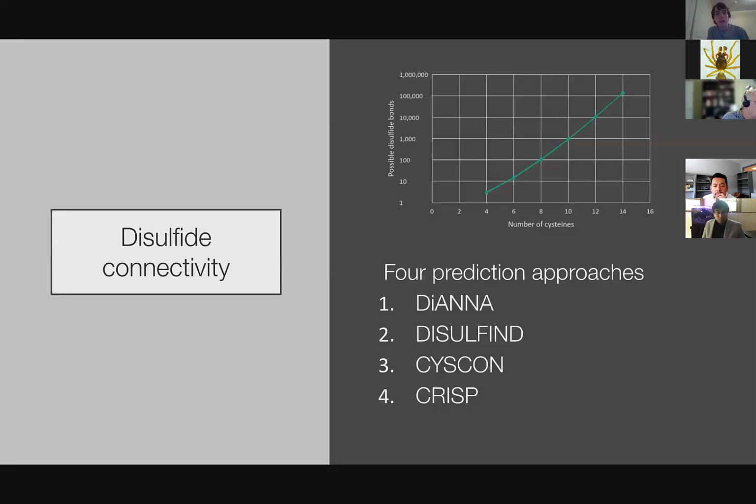And then once I had the ICKs, it's a matter of trying to predict what the disulfide connections would be. This is actually a difficult thing to do informatically, because as you increase the number of cysteines, the number of possible disulfide bonds just explodes in a combinatorial fashion. So I used 4 different computational approaches to attempt to predict disulfide connectivity.